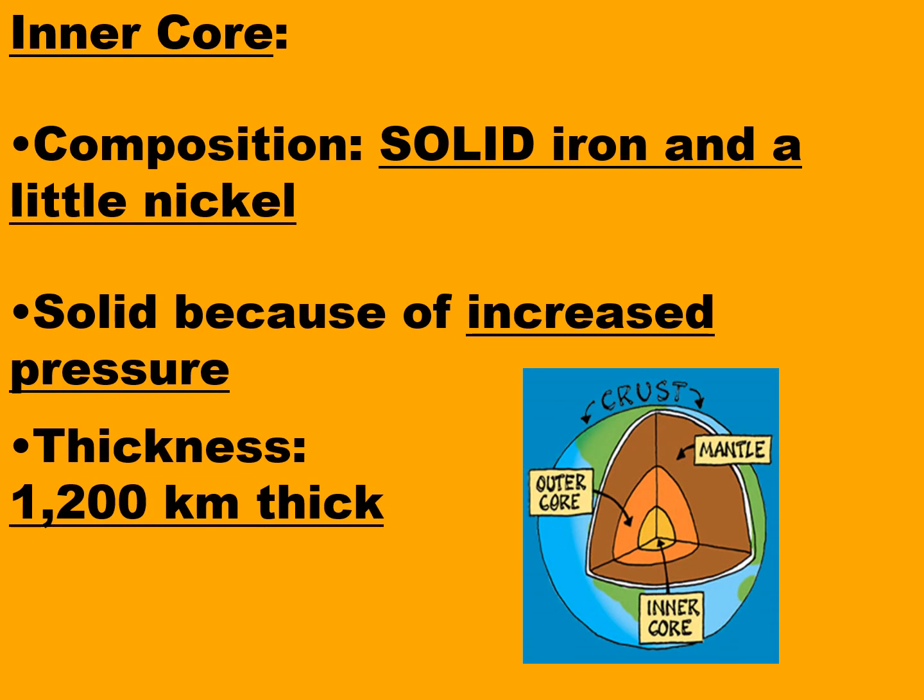And we have finally reached the inner core on our journey. It is made of solid iron and some nickel. It's solid because of the increased pressure, temperature, and density. Think about the center of the Earth has all the pressure from the rest of the Earth pushing in against it. It's about 1,200 kilometers thick.